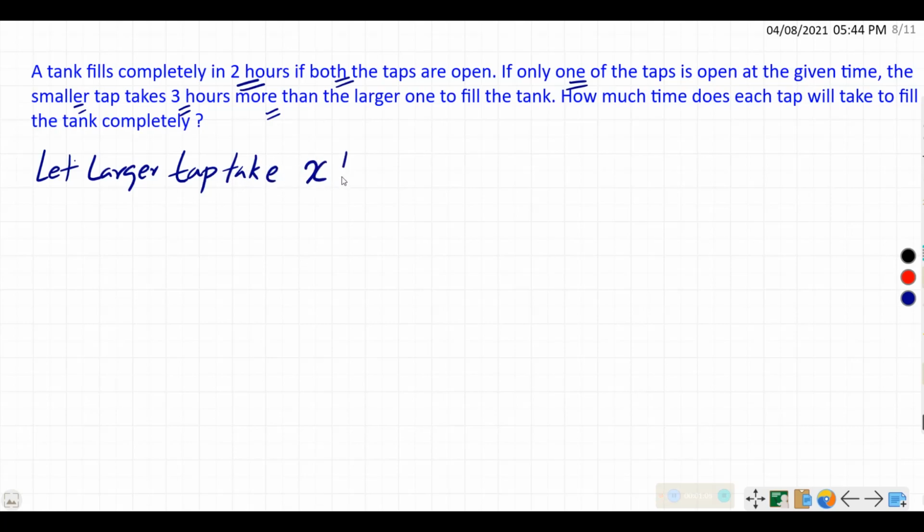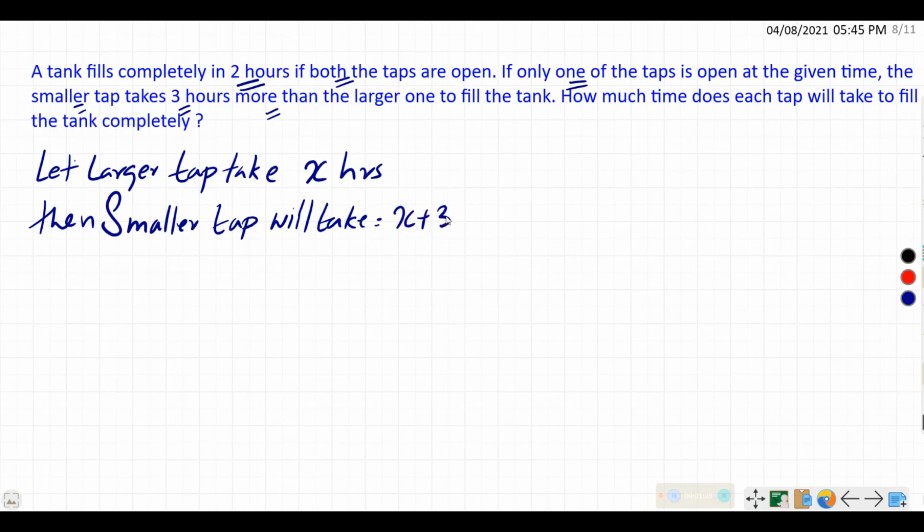We can mark it as X hours. And it is also given that the smaller tap takes 3 hours more. So naturally the smaller one will be taking 3 hours more than the time taken by the larger one, means X plus 3 hours. So X hours for the larger tap, X plus 3 hours for the smaller tap. Another information given is that if both are kept open, the tank will get filled in 2 hours.